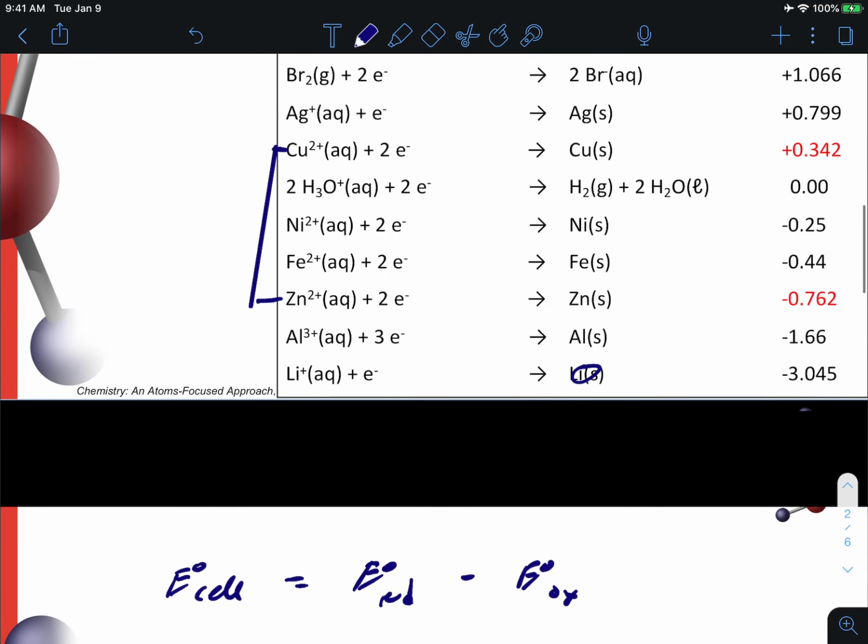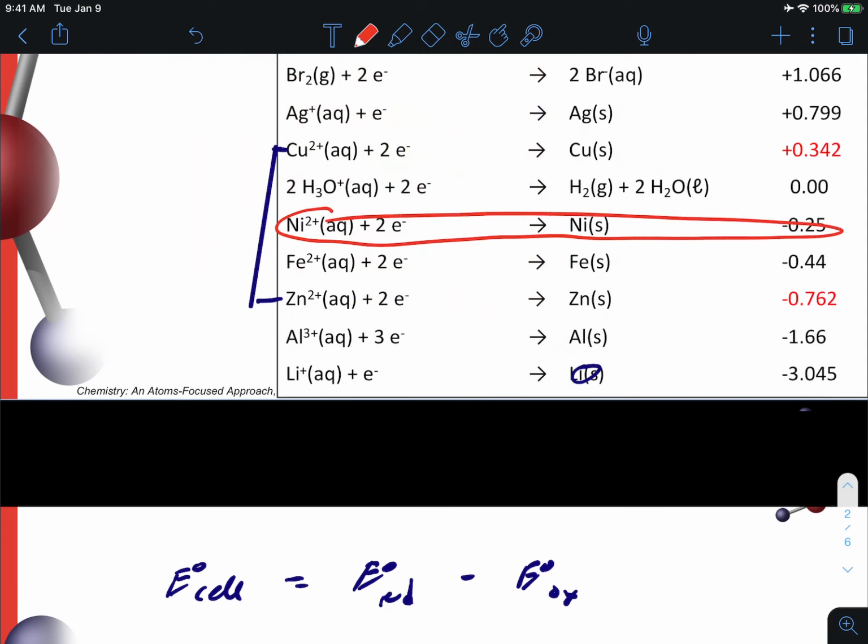Now let's say I replace copper with nickel. Now instead of copper, I'm going to use nickel, which is down here. Now you can do the math again, and your potential will be less. You can actually do the math, but the potential will be less. And the way to look at this is the difference between the oxidation and reduction reaction is the potential energy that you're going to get.